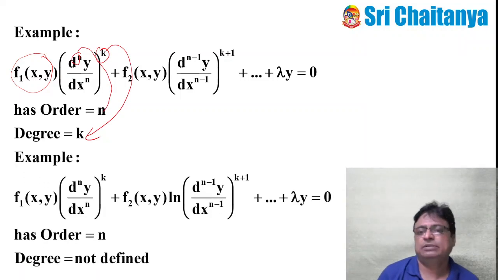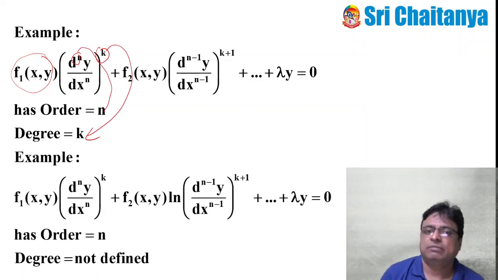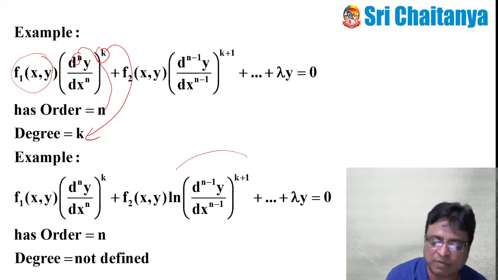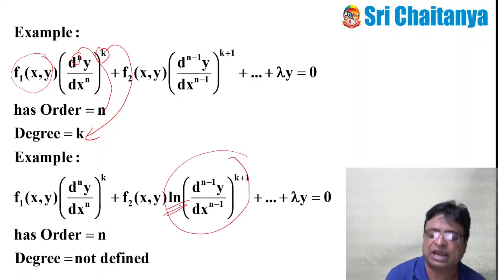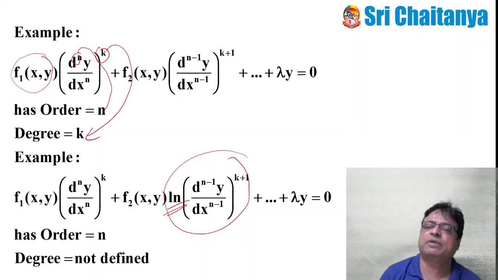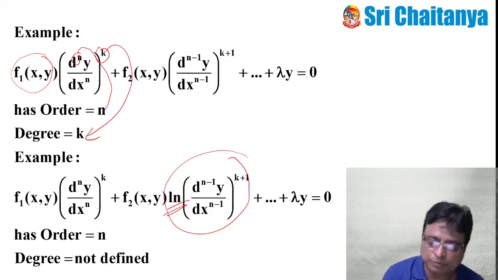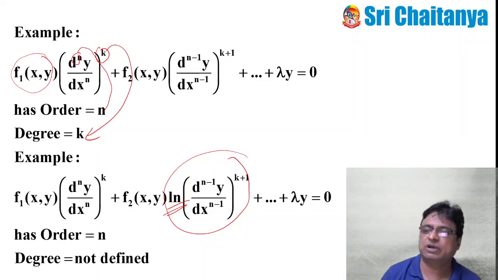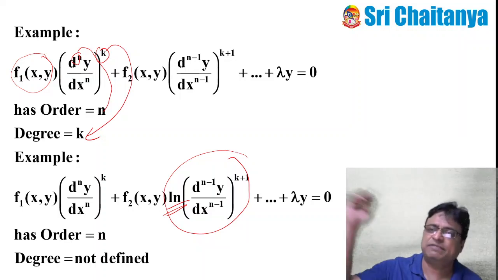Consider this example. The same thing, but there is a difference. Here, logarithm, ln, is there. That means ln of (d^(n-1)y/dx^(n-1))^(k+1). Because of the logarithm, you know what log(1+x) and log(1-x) are. Log(1+x) is x minus x square by 2 plus x cube by 3, something like that. You will get an infinite series.